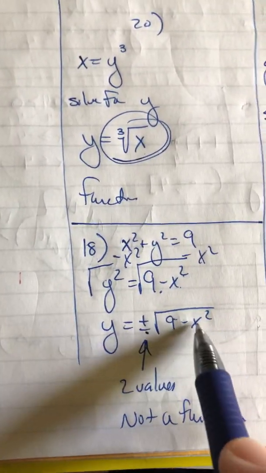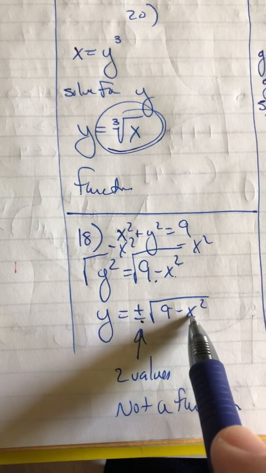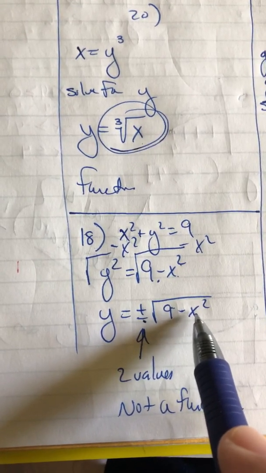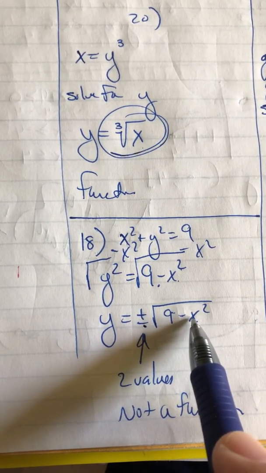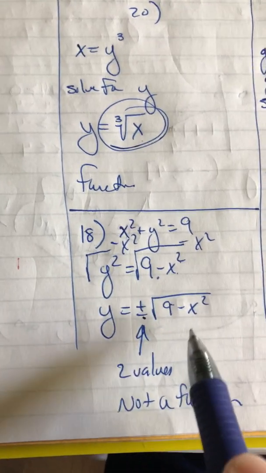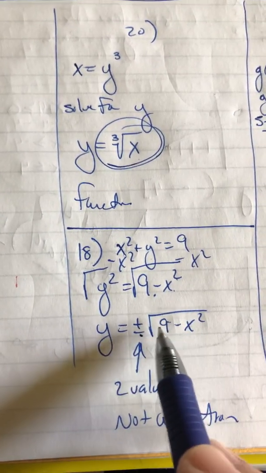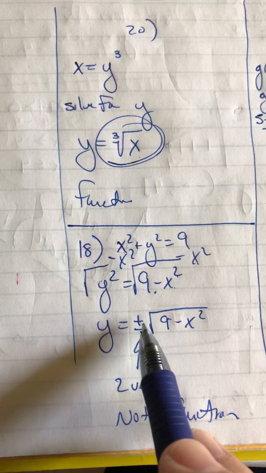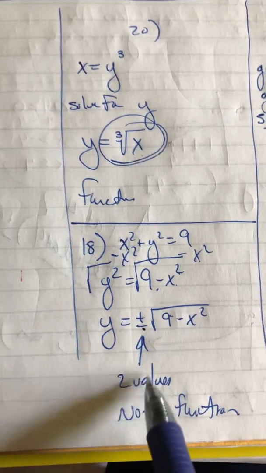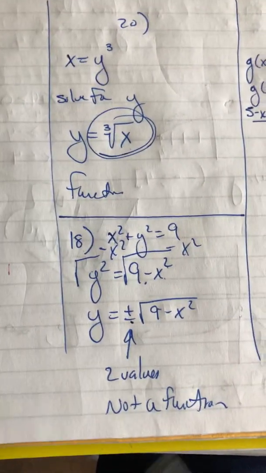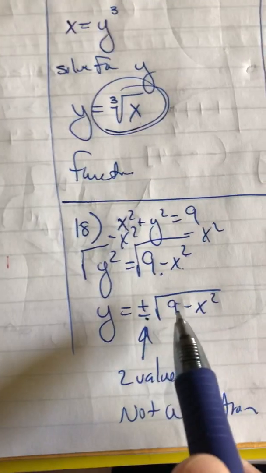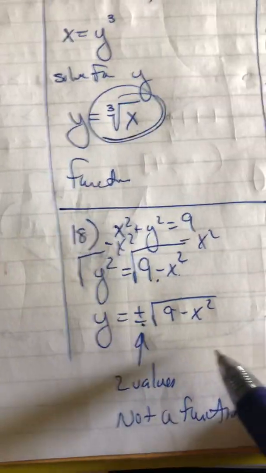Now you'll notice if I choose a value for x, say, I don't know, 1, 9 minus 1 is 8, so y is plus or minus the square root of 8. So you're getting two values out for one x. It's not a function.